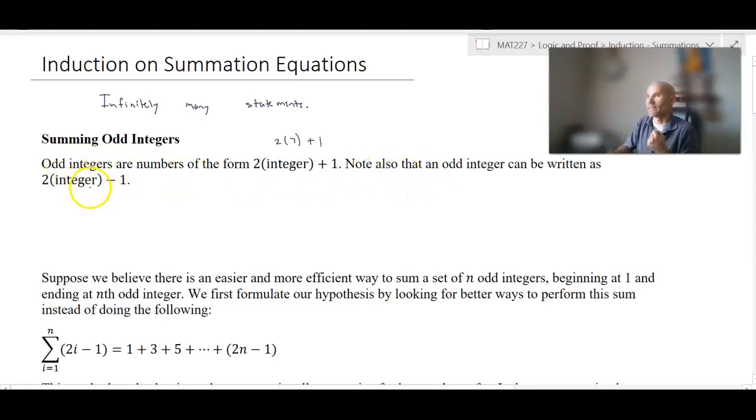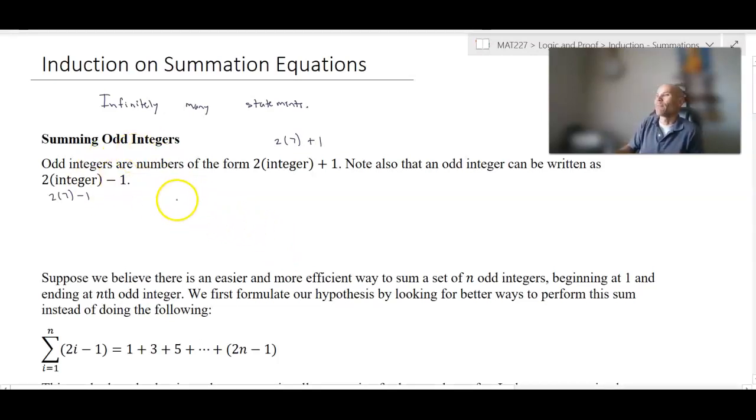Now here's one other way that we're going to represent odd integers, and this is going to be helpful. It's going to make things a little bit easier: 2 times an integer minus 1, right? Because if 2 times an integer is even at all times, and you subtract 1, you're going back 1, but that's going to be an odd number, because descending down, the current one is even, the one below that is odd, even, odd, etc.